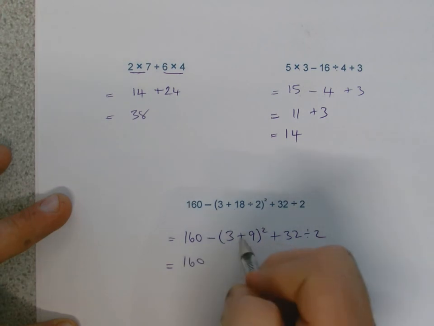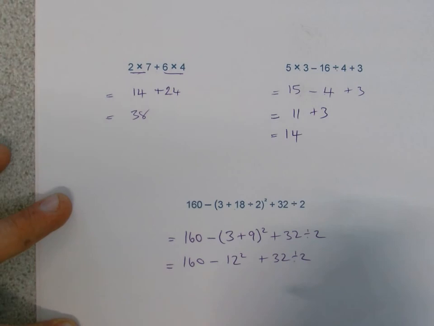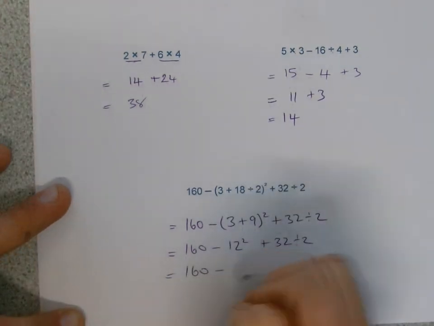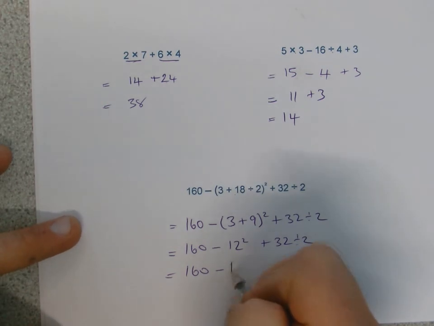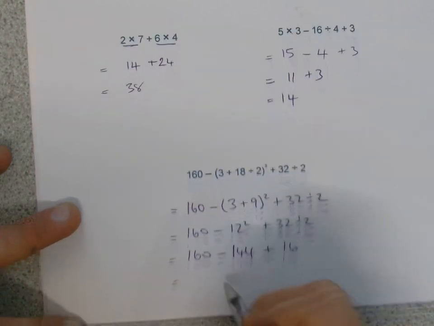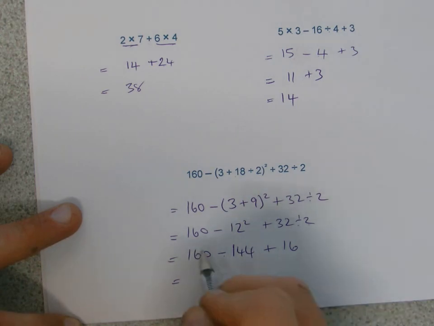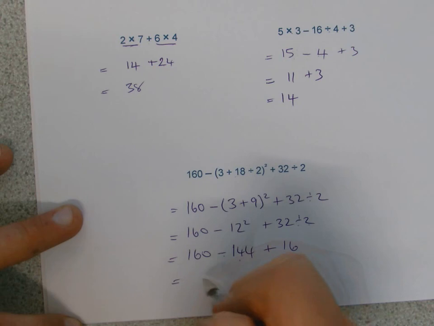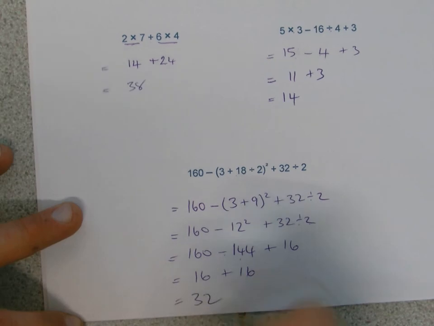Then I need to make sure I work this bracket out. I've still got a bit more to do. 3 plus 9 is 12, so the bracket becomes 12. Now the square of 12, well, 12 times 12 is 144. Then I could work out the division as well: 32 divided by 2 is 16. To finish off, I've got a subtract and add. It doesn't matter what order, but better to go left to right. 160 take away 144 is 16. And then I need to add on the 16, and I get my final answer of 32.